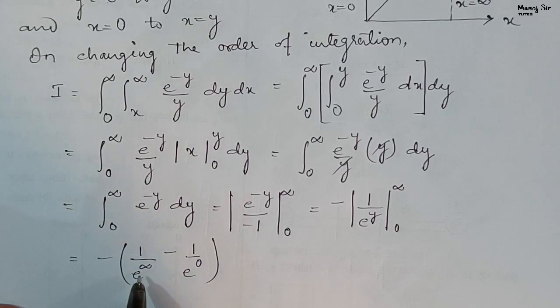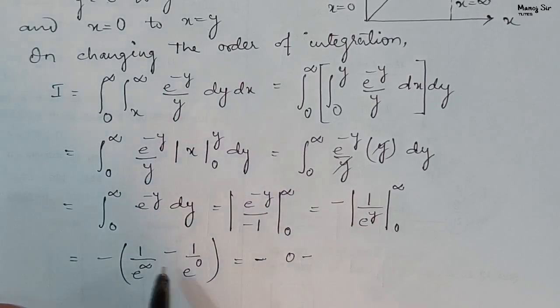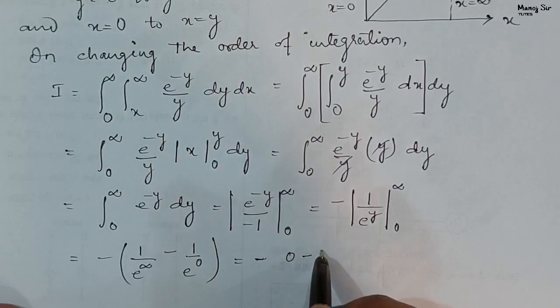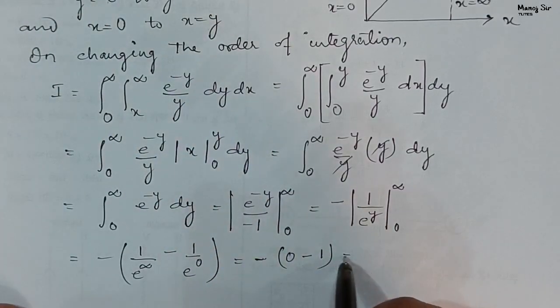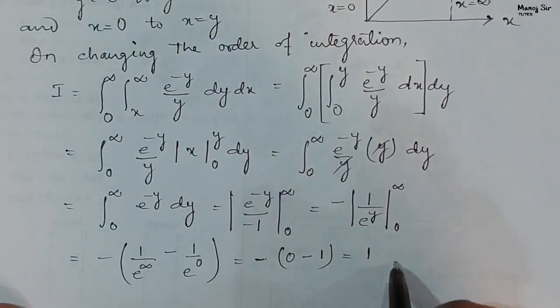I am repeating this once again. E to the power infinity is infinity. 1 upon infinity is 0. So we can write minus of 0 minus, here we have e to the power 0, that is 1. 1 upon 1, that is 1. So closing this bracket, here we have minus of minus 1, that is 1. And this is my final answer.